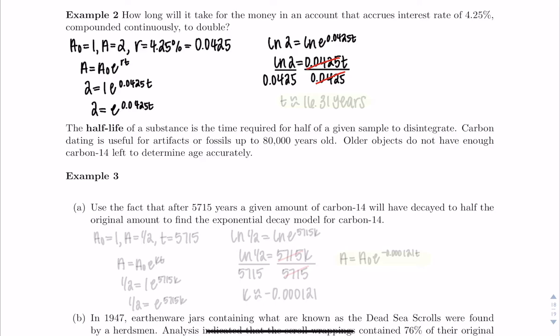And so let's get an approximation here. That means that t is about 16.31 years. So it would take a little over 16 years for our money to double. And this would work with any amount that you put in, because as soon as you divide, you're always going to get 2.